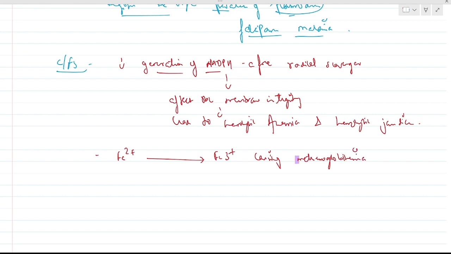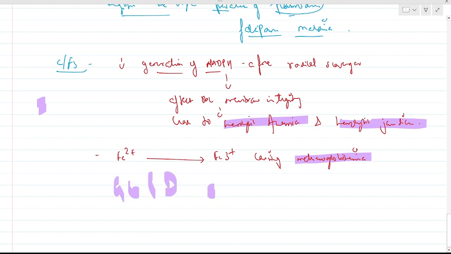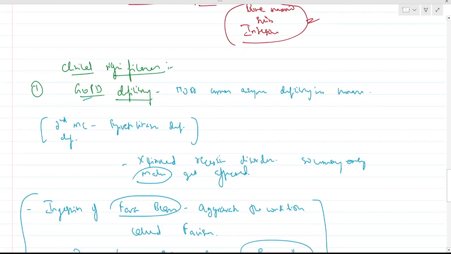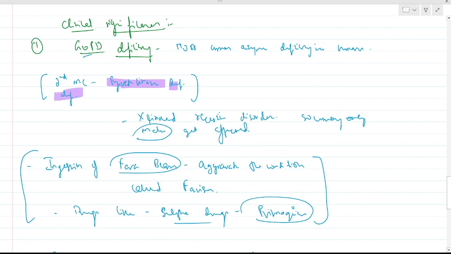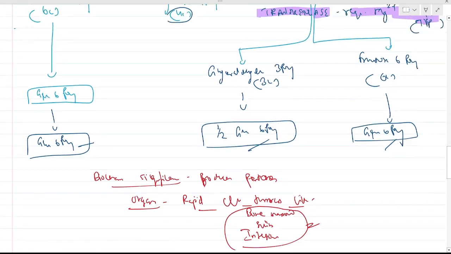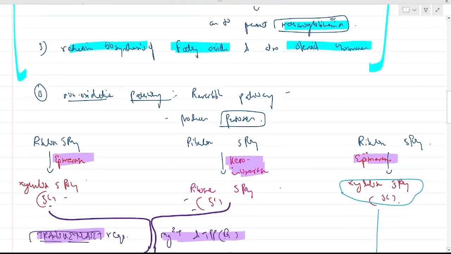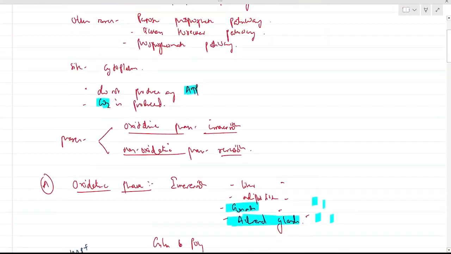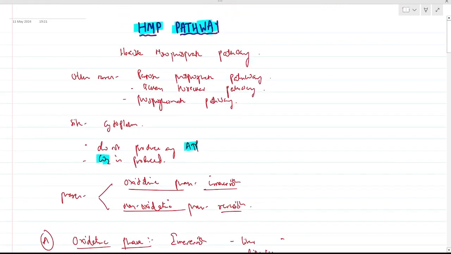So methemoglobinemia, hemolytic anemia and hemolytic jaundice are the important clinical features of G6PD deficiency. It is the most common enzyme deficiency in humans, which is followed by pyruvate kinase deficiency, the pyruvate kinase enzyme of glycolysis. So this was all about our discussion on the HMP pathway, oxidative phase and non-oxidative phase. Generation of NADPH, very important. Then generation of pentoses required for nucleotide synthesis. And G6PD deficiency, its clinical features, all have been discussed here. Very important topic. Keep revising them, guys. Thanks for watching. I will catch you in the next one. Good luck.